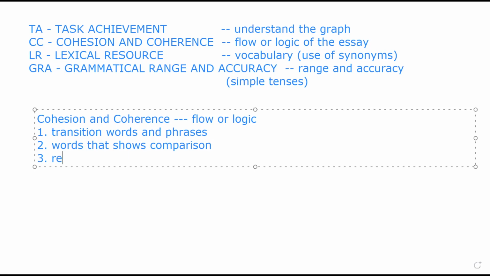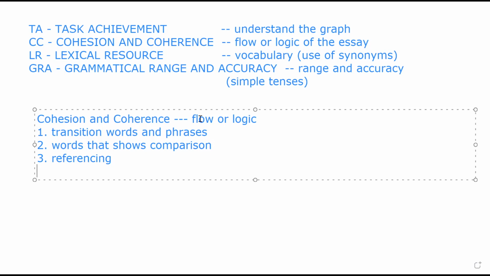And we also have referencing, which is very important or essential. So we have transition words and phrases, words that show comparisons. For example, there are words to make comparison between sentences, at the start of the sentence. An example of that is "on the other hand," which is very common. So we have referencing.